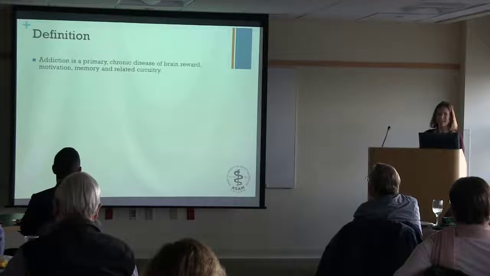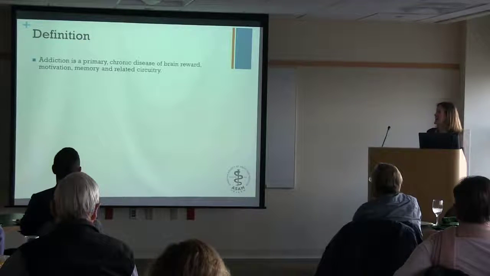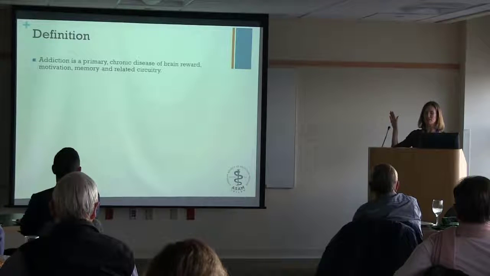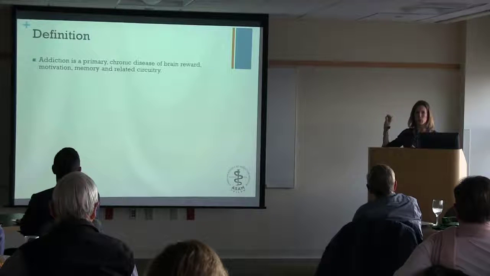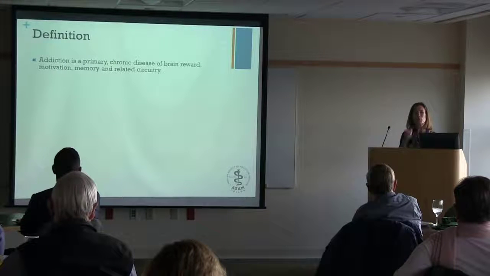Excuse me for reading, but I think it's pretty pertinent. Addiction is a primary chronic disease of brain reward, motivation, memory, and related circuitry. In the picture that I just showed, where that reward happens, it's also where we have our motivation. It's where we house emotion and our memories, and this is why this circuitry comes into play.